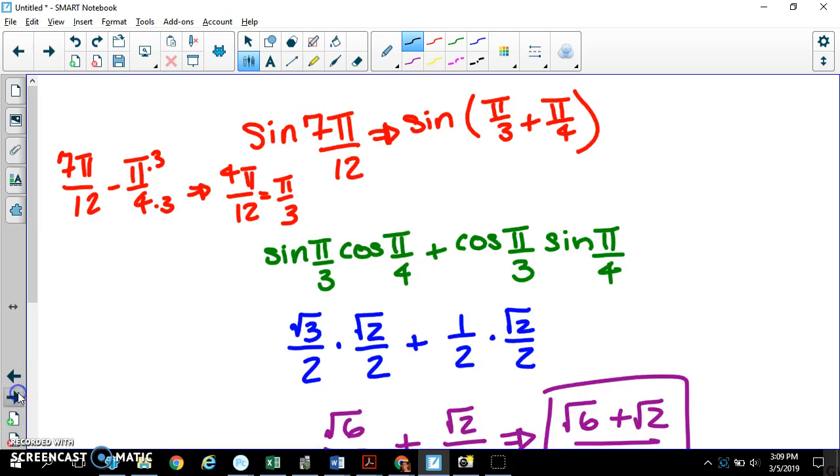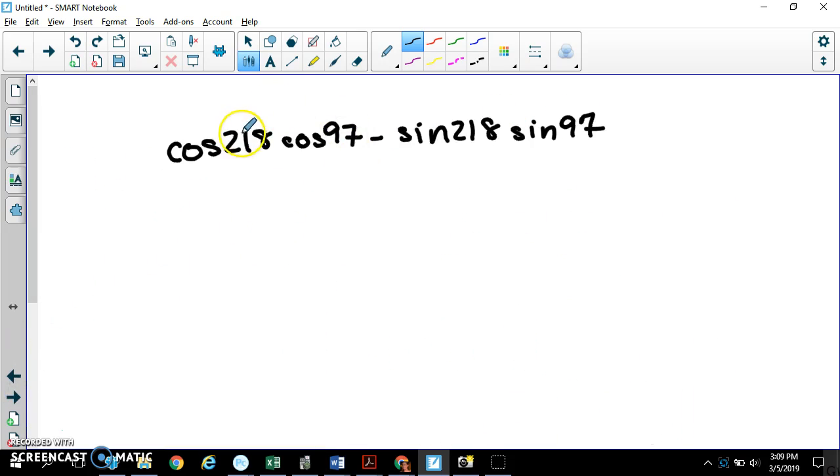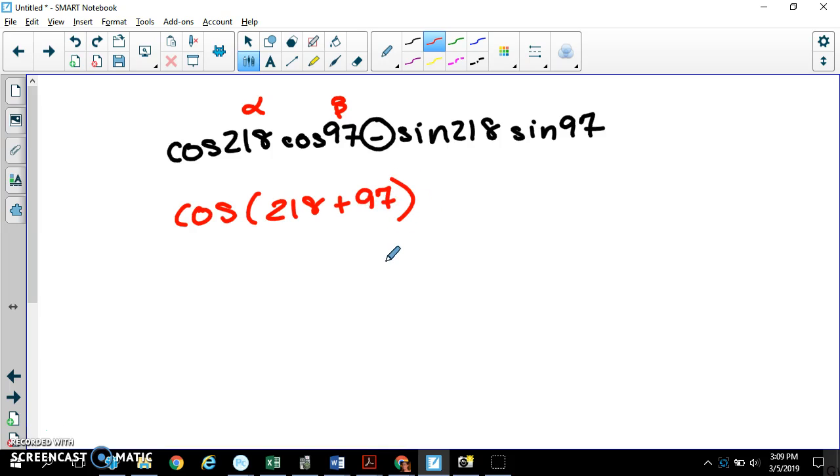So if I go back and look, I've got a subtraction sign here in the middle. So the cosine one that has a subtraction sign means that initially I'm adding. So I actually have cosine, here's alpha, here's beta, of 218 plus 97, because I've added them together. So 218 plus 97 ends up getting me 315. So really, ultimately, what I'm doing is the exact value of cosine of 315.